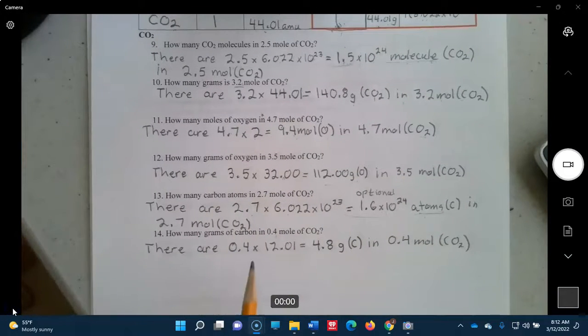Okay, so there we go. There's 0.4 times 12.01 grams of carbon in 0.4 moles of CO2. That takes care of that.